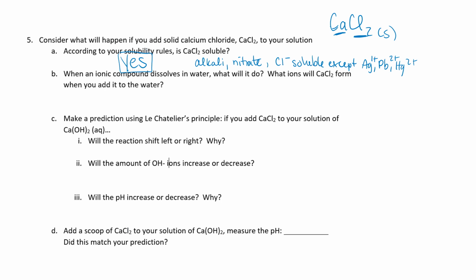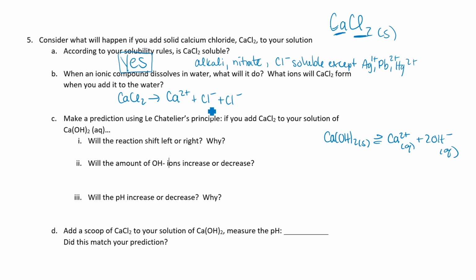And when it dissolves in water, what will it do? Well, since it's an ionic compound, it is going to break apart into ions. So it's going to form calcium ions and chloride ions. And then if you look back at our original reaction, which I need to rewrite here because you can't see it, this was our original equilibrium system. We're looking at calcium hydroxide dissolving. And then you want to ask yourself, are any of these ions present in this equilibrium? And yeah, it looks like we have something in common here, calcium ions.